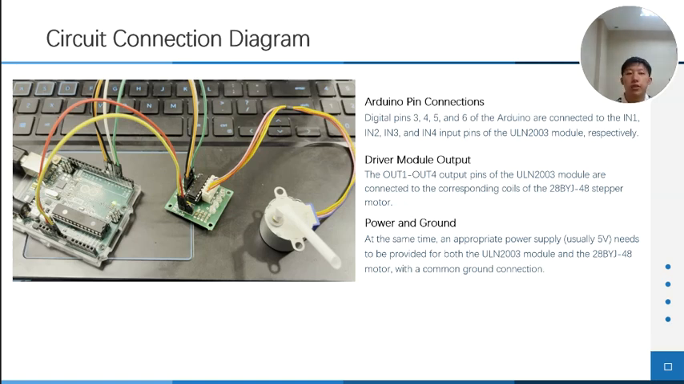This is our circuit connection diagram. As you see, digital pins 3 to 6 of the Arduino are connected to the 4 input pins of the ULN2003 driver module. Respectively, the output terminals of the driver module are then connected to the coils of the stepper motor. In this way, the Arduino can command the driver module by controlling the high and low levels of these 4 pins, thereby driving the motor to rotate. The diagram clearly labels the connection relationship between each part.